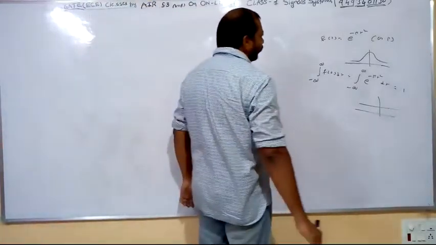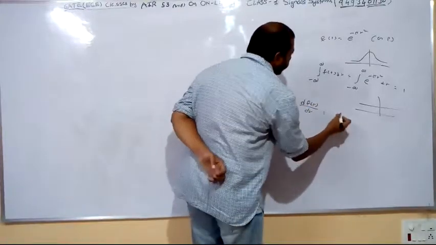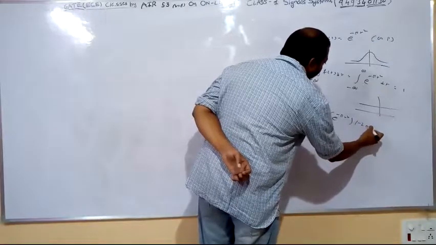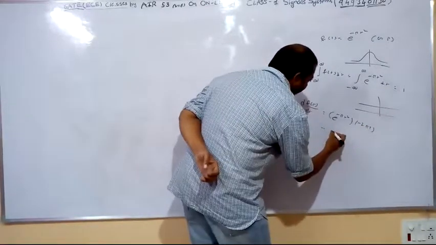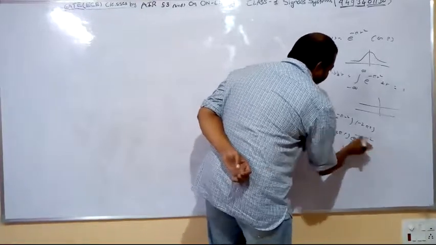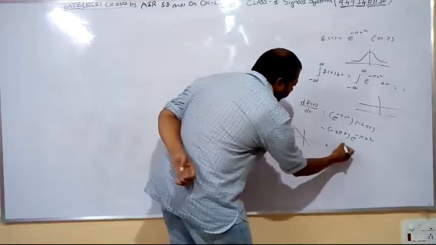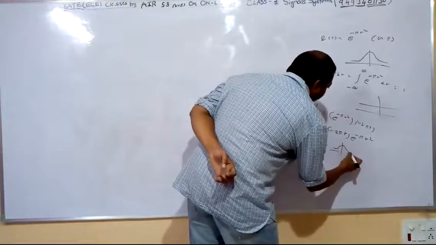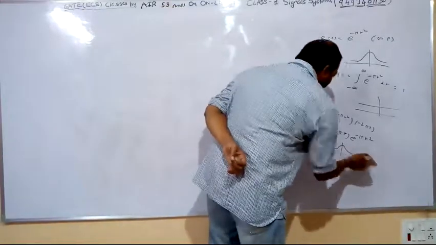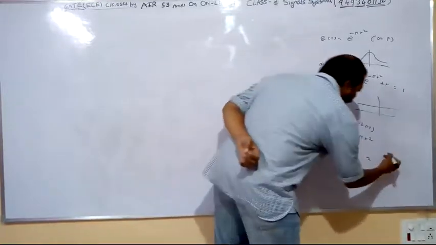And what about the differentiation? df of t by dt is simply e to the power minus pi t square into minus 2 pi t. So this value can be represented as minus 2 pi t into e to the power minus pi t square. This is simply the multiplication of minus 2 pi t with the corresponding signal e to the power minus pi t square. In the multiplication of these two signals, one value is going to be infinity and the other is going to be 0, so the overall value is equal to 0 only.